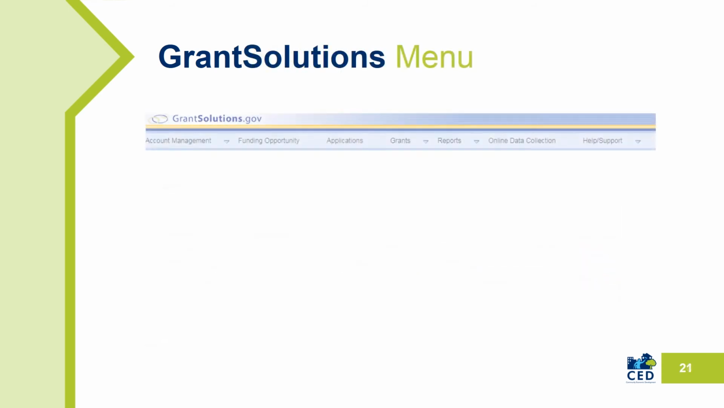A menu across the top will display the variety of options you have within GrantSolutions, in addition to the My Grants list we just walked through. Options with a small arrow next to them contain additional drop-down items that you can select. We will describe these functions on the next 2 slides.